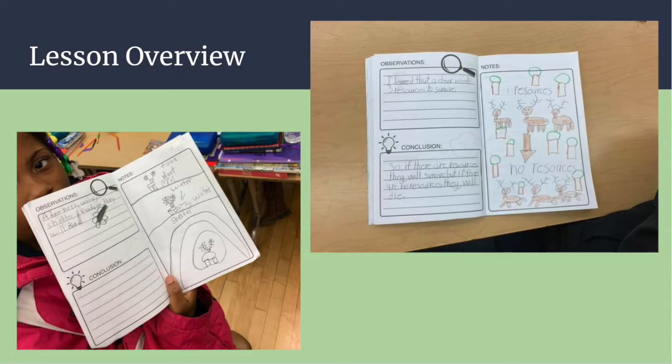And for the question, you can ask something related to the relationship between the number of resources and the number of deer, and then have them predict what that relationship is in the prediction box.